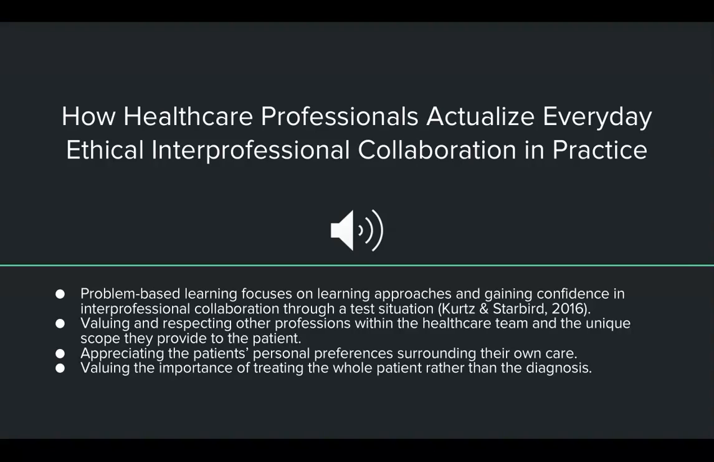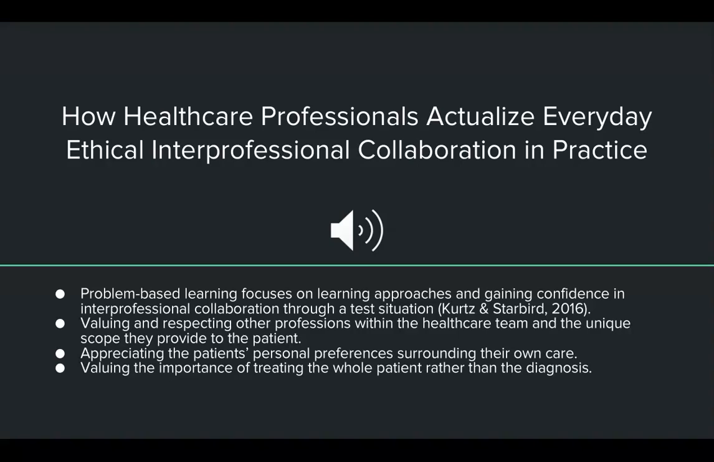Next is valuing and respecting other professions within the healthcare team and the unique scope of practice they provide to the patient. So the patient care team involves the provider, the nurses, the medical assistants, the CNAs, potentially occupational therapy, physical therapy, speech therapy, lab, diagnostic imaging, and in some cases respiratory therapy, code team, IV team. So there are several people that are incorporated in the patient care. This allows us all to present our strong suits to the patient.